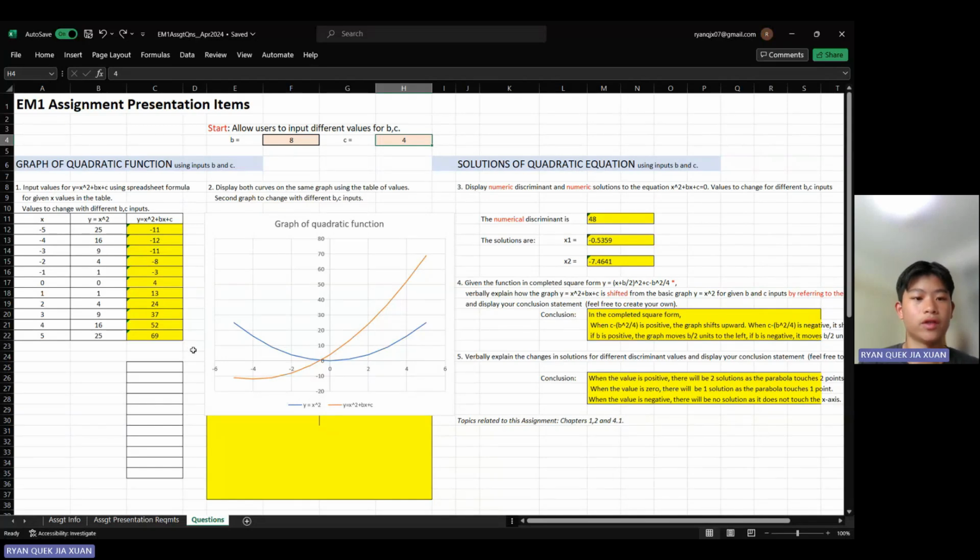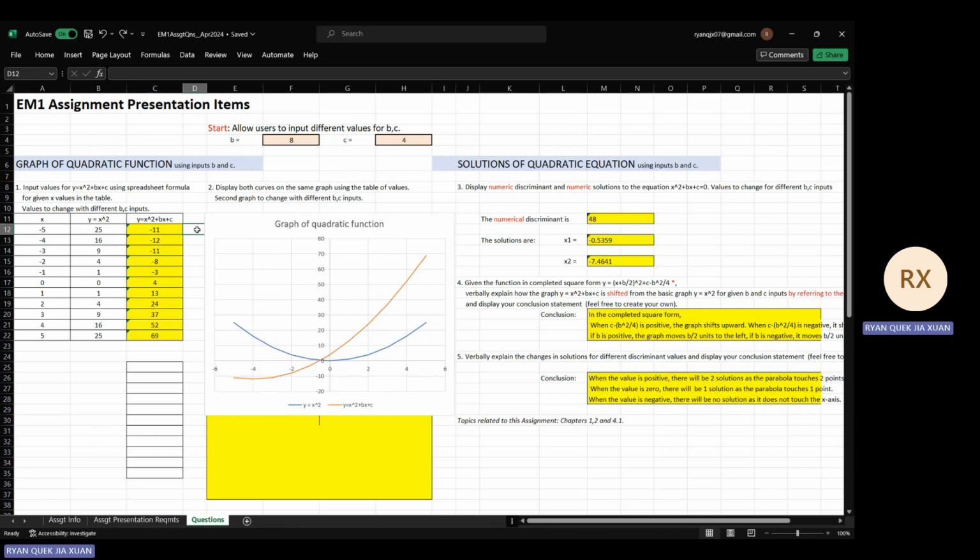This is my eMath assignment 1 based on quadratic functions. So for question 1, we have the values of our x, our y, which is referring to x squared, and we have to fill up this column right here of the quadratic formula of x squared plus bx plus c.